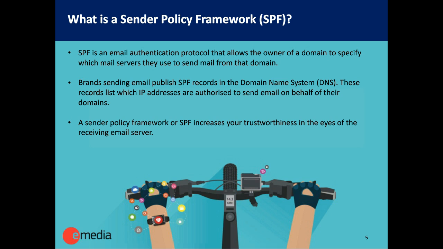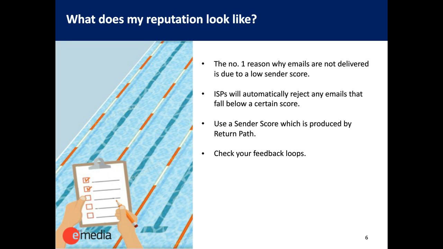Right, of course. Okay, so I've built a reputation, and I'm protecting myself from cyber scammers as best I can. How do I determine what my reputation looks like? I mean, check myself before I wreck myself, so to speak. Because the biggest reason why emails are not delivered is due to low sender score. ISPs will automatically reject any emails that fall below a certain score.